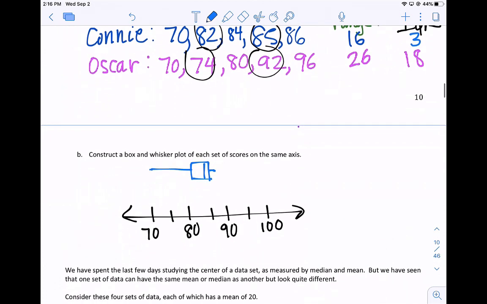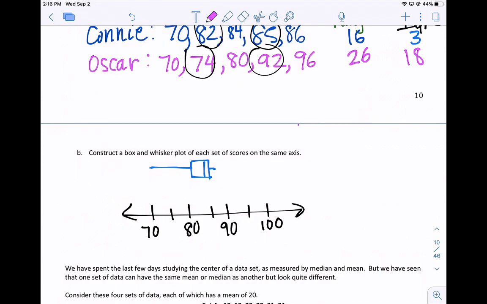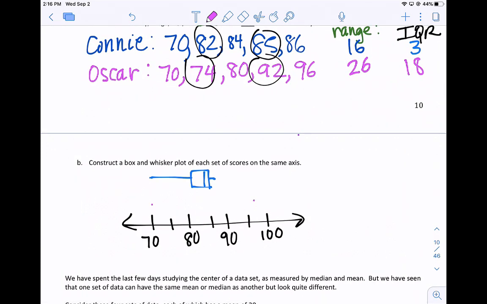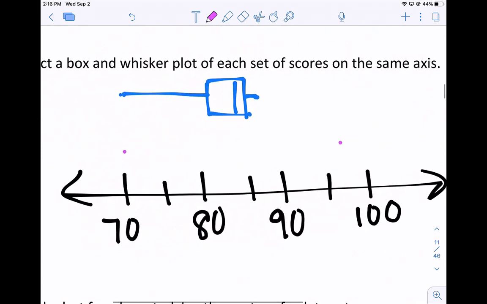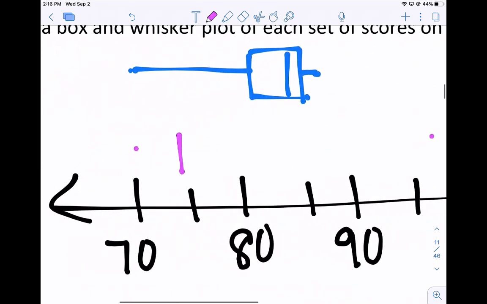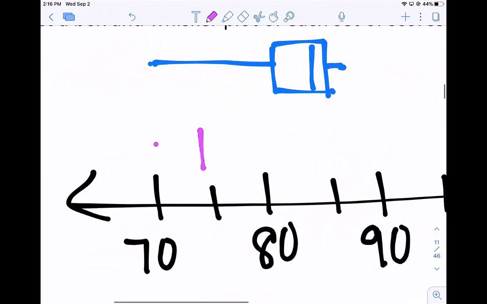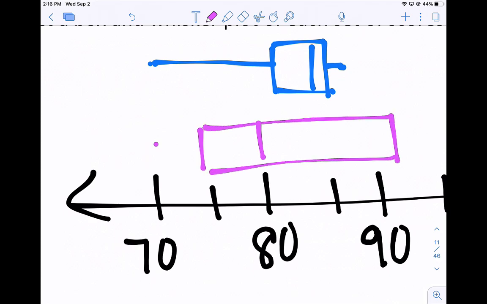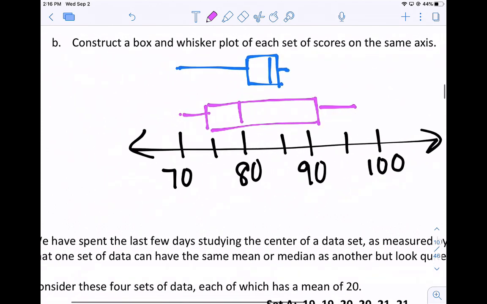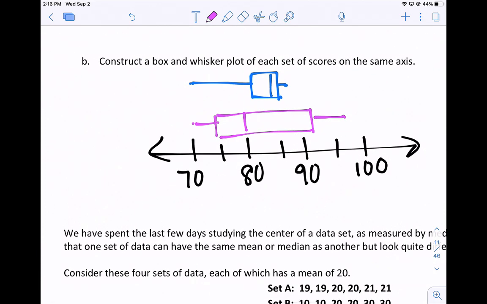And then we'll take a look at Oscar's. Again, min and max are dots. So at 70, a dot. At 96, a dot. And then Q1, median, Q3 are all lines. So 74, oops, that's like 76. 74, 80, and 92. And we connect our quartiles. All right, so here are the box and whisker plots for Connie and for Oscar.